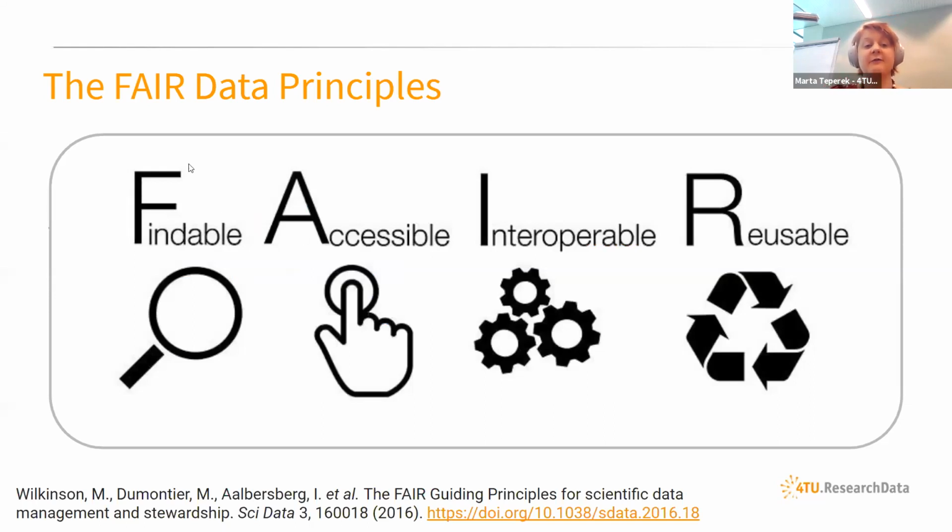FAIR stands for F for findable. Machines, humans can find the data on the internet. Data has a persistent link associated with it. Data are accessible, so both humans and machines know how to access the data. For example, do I have to log in to use the data? Can I download the data from the internet, and so on?